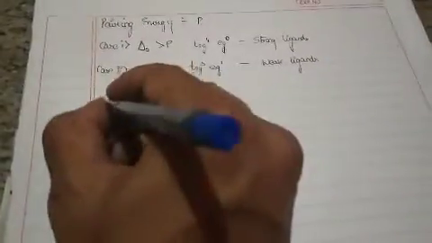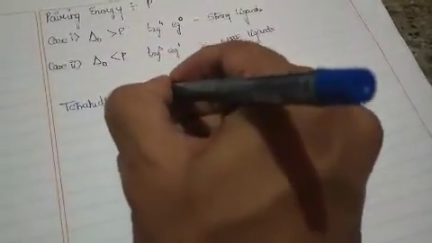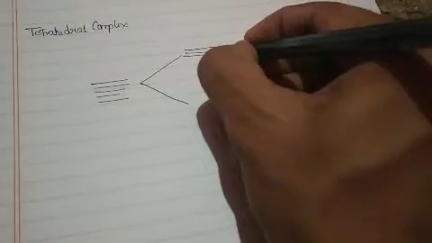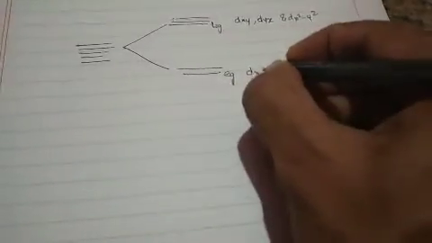Now, as usual, let us consider the tetrahedral complexes. Whatever we did so far was with respect to the octahedral. Coming to tetrahedral, you just have to keep in mind that it is the vice versa, the opposite concept of the octahedral. The splitting is into two sets, but remember here the T2G set will be of higher energy, that is dxy, dyz and dxz, whereas the EG set will be of lower energy, that is dx square minus y square and dz square.